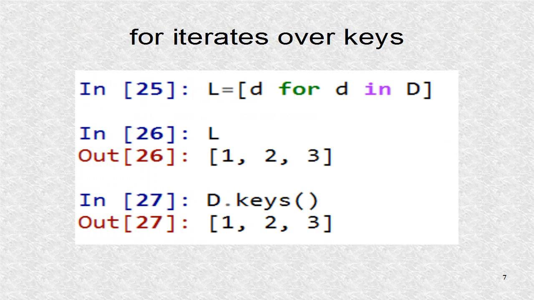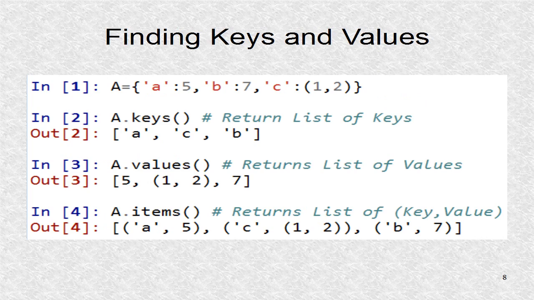7. We can use a for statement to iterate over the keys. Here we use a list comprehension to make a list of indices in a dictionary. This is similar to the keys member function of dictionaries. 8. Besides the keys member function, we also have the values function to return a list of values, and the items function to return a list of index value pairs.